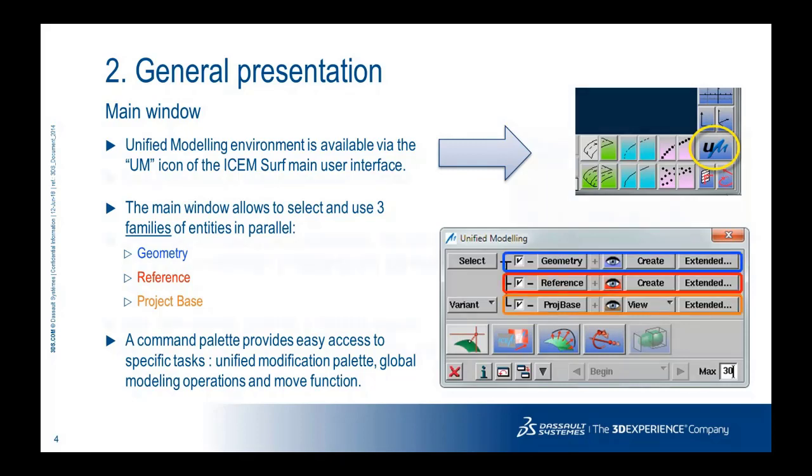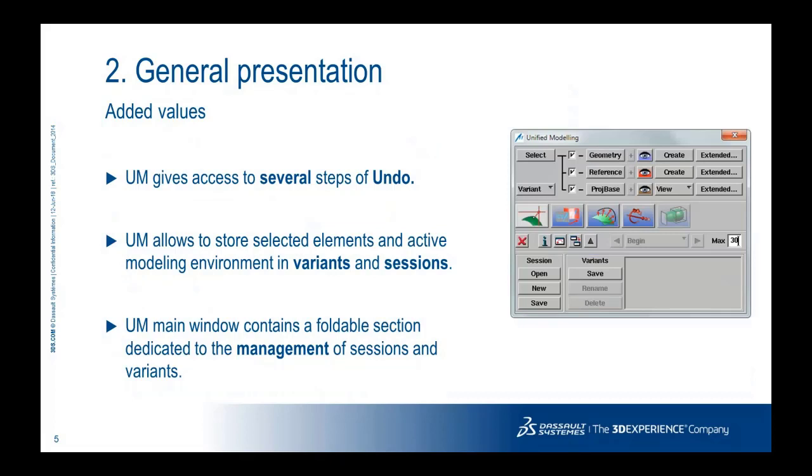So, below, here we go. That's what I was going to say. The first thing that makes it very different from classic ICEM Surf: as we all know, you just have the one undo, but with unified modeling, you have up to 30. This is what you see at the bottom of the unified modeling dialog box. If you push the drop down, you'll see another row, session and variants. I'll come back to that a bit later on, but this allows you to organize your unified modeling sessions a little bit better.